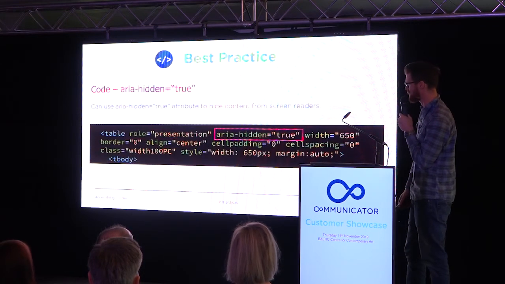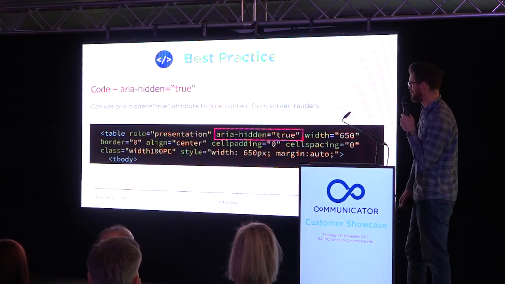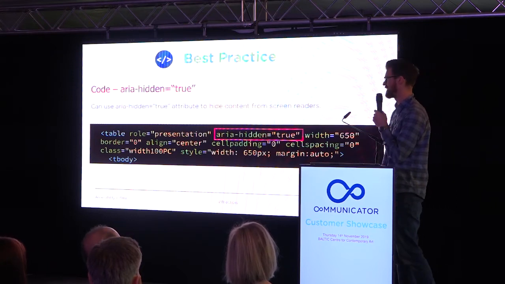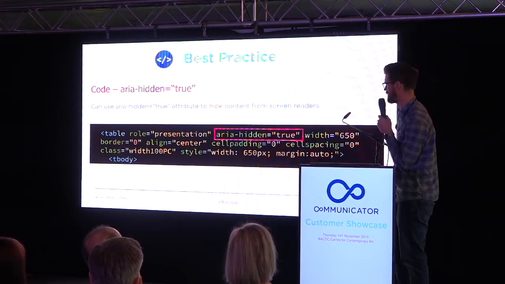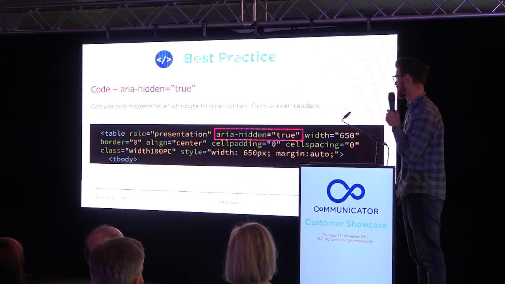You can hide things from screen readers using aria-hidden equals true. So really, if you've got images that are named RBK7693162Z, it might be best to hide them if you're not going to use alt text.